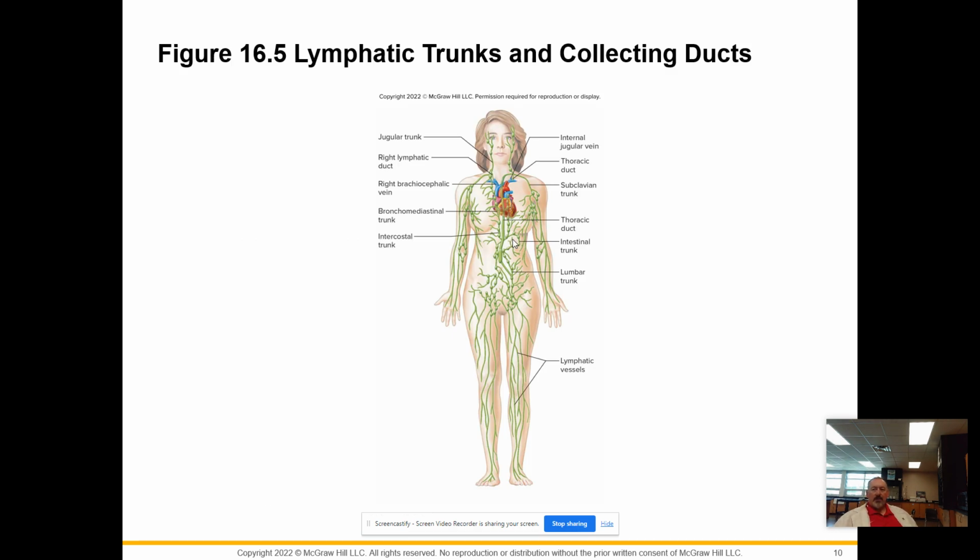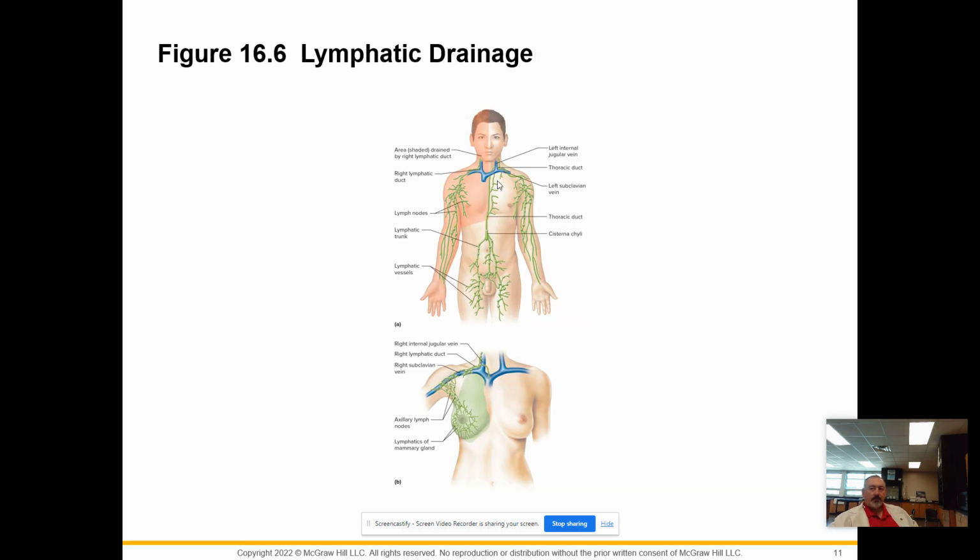So you can look at some of those things that we were just referring to, the different trunks, thoracic ducts. And this is just an overview, and you can see where it's emptying into up here into the right and left subclavians. Here's lymphatic drainage. Once again, it is showing all of this area draining here and this area draining here.